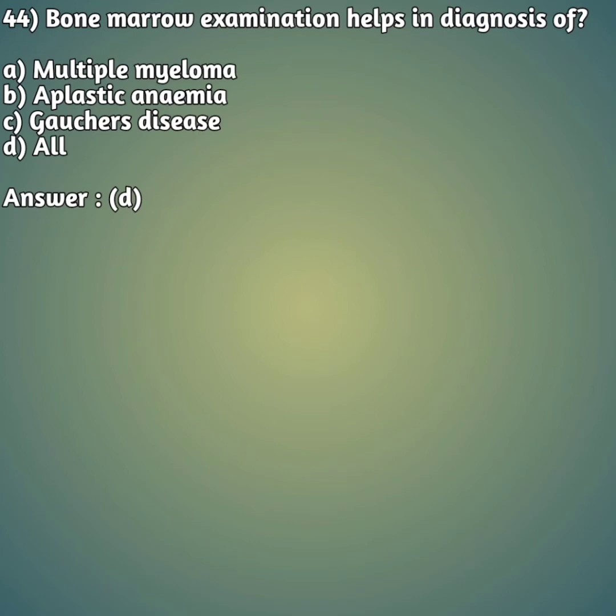Bone marrow examination helps in the diagnosis of what? Option A multiple myeloma, option B aplastic anemia, option C Gaucher's disease, and option D all. So friends, the right answer is answer D, all. Bone marrow examination can help in the diagnosis of all these diseases, that is multiple myeloma, aplastic anemia, and also Gaucher's disease. Moving to our 45th question.